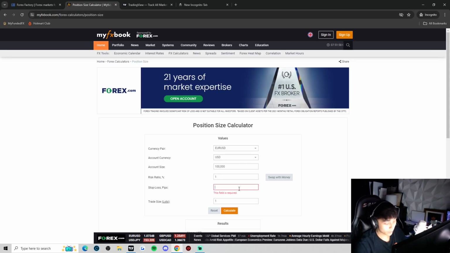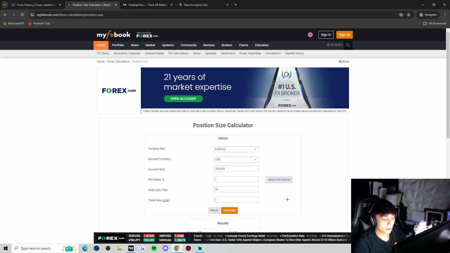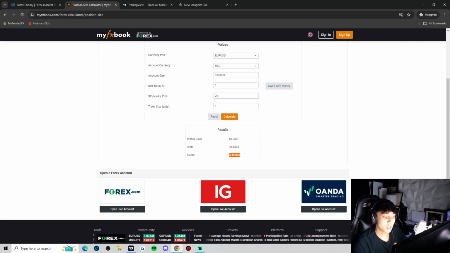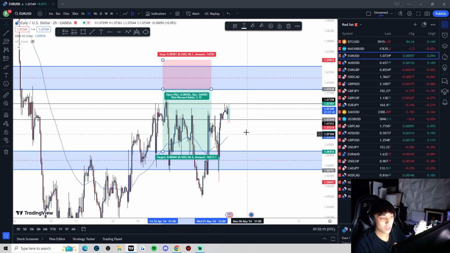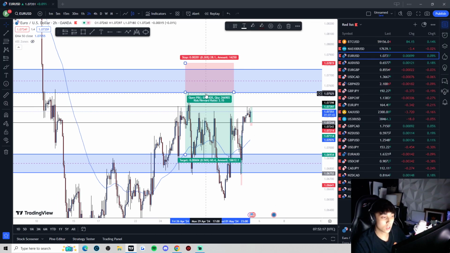And so I'm calculating it in here, 29 pips. Keep the trade size for lots always 1. That's just standard. So keep it at 1 and you click calculate. It's going to say right here 3.45 lots, results 1,000. That means when I place a trade, I'm going to place a trade for 3.45 lots. I'm going to sell 3.45 lots.